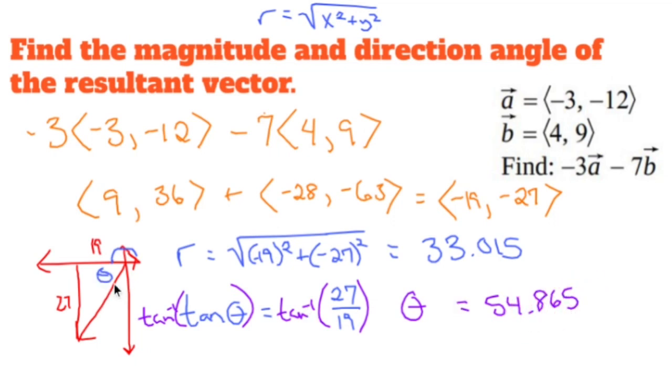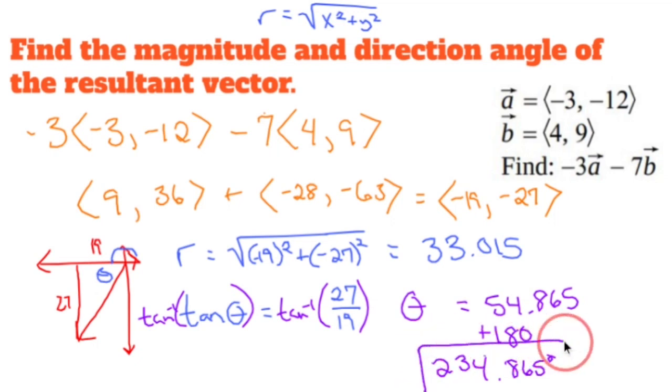Now that's just this part here. In order to get the direction angle, I have to include the fact that it starts over on the right side of the x-axis and winds its way around counterclockwise. So 180 plus this is going to give me 234.865 degrees. So that's my direction angle. This is my magnitude. And that's the problem. Dunzo.